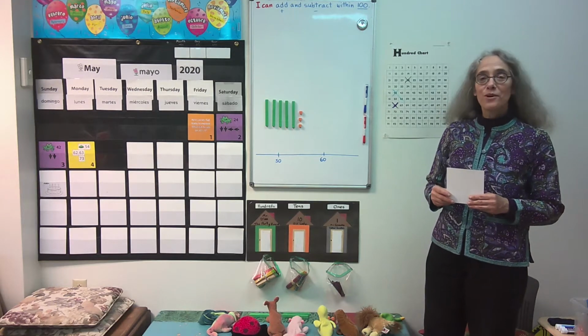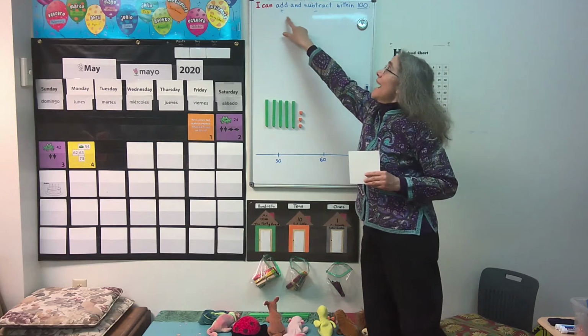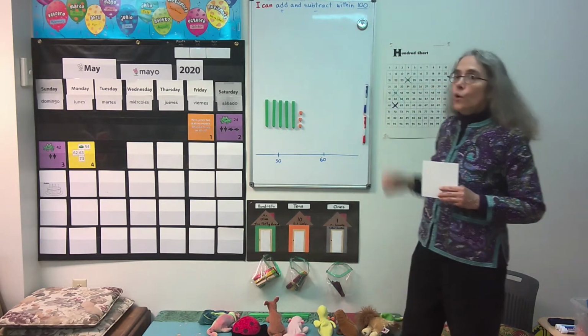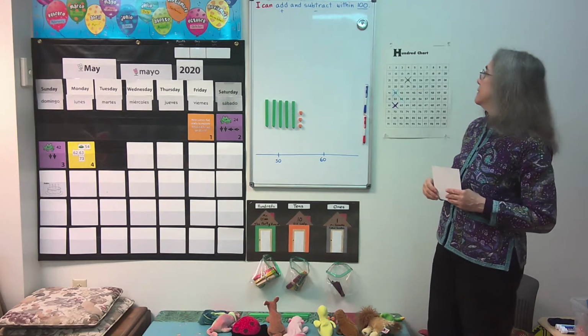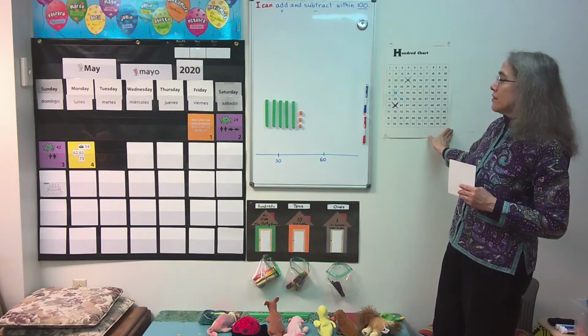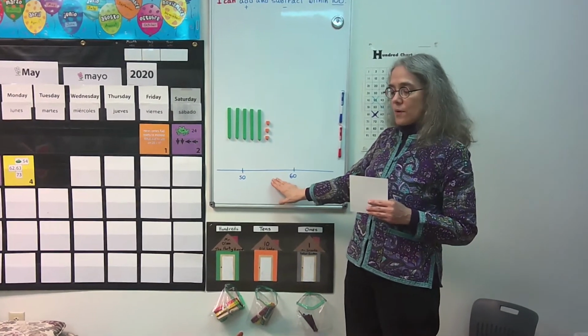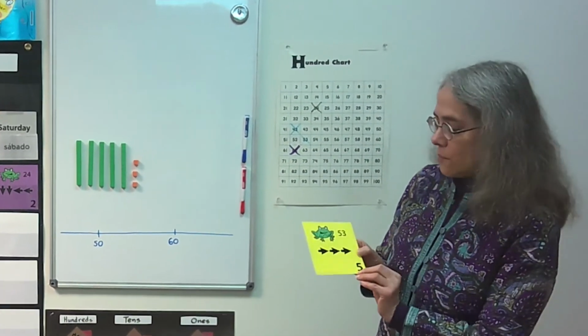Welcome to the May Number Corner. This month, our goal is I can add and subtract within 100. We are using three tools to add tens and ones: a 100 chart, base 10 blocks, and a number line. What's on our card for May 5th?